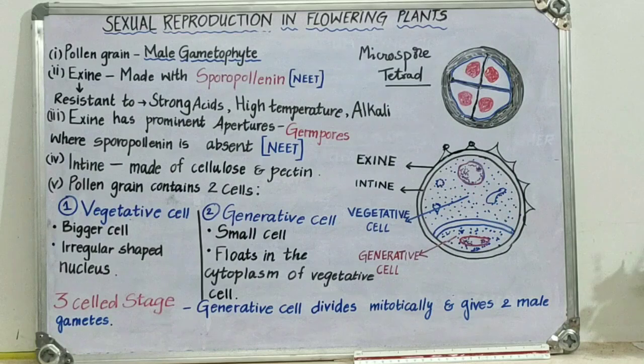Hope you understood. So why is it called three-celled? The generative cell is one cell, and when the nucleus of that generative cell divides mitotically, as a result two male gametes are also produced. So according to that, we can say it is a three-celled stage. When the generative cell undergoes mitosis, that means the nucleus undergoes division mitotically, it gives rise to two male gametes. That is called the three-celled stage.